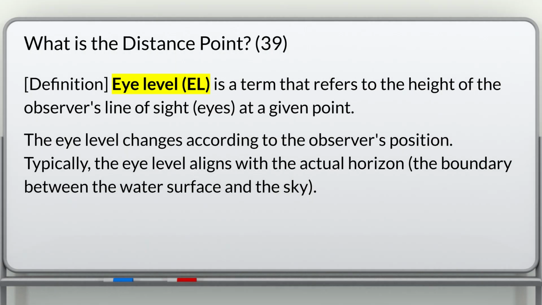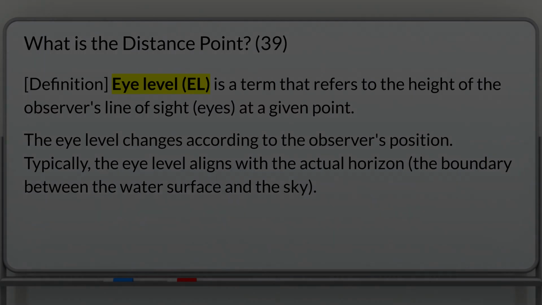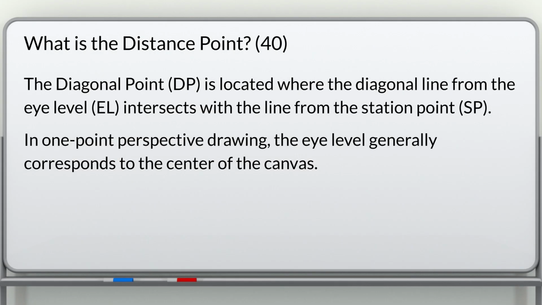Eye level is a term that refers to the height of the observer's line of sight at a given point. The eye level changes according to the observer's position. Typically, the eye level aligns with the actual horizon. The diagonal point is located where the diagonal line from the eye level intersects with the line from the station point.